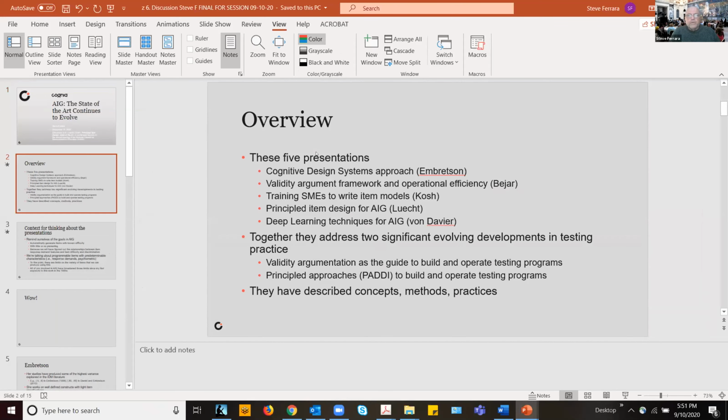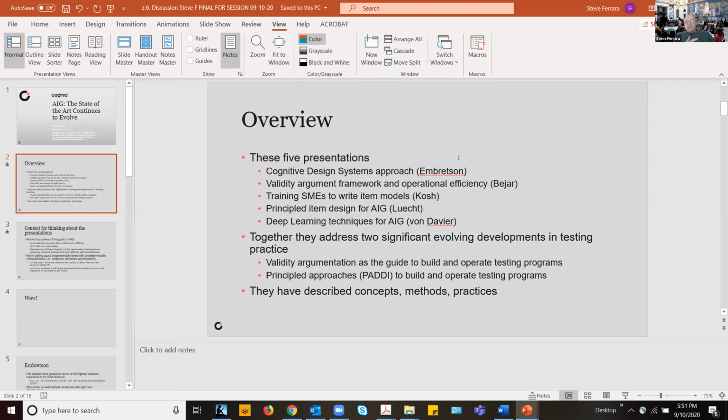So moving right along to provide some overview, these 5 presentations, Susan's on cognitive design systems, Isaac's on validity argument framework and operational efficiency, which I do want to comment on, Audra's excellent work on training SMEs, principled item design for AIG, Rick's work, which I always follow, and the deep learning techniques for AIG that Matthias talked about. Together, I think they address 2 significant evolving developments in current testing practice.